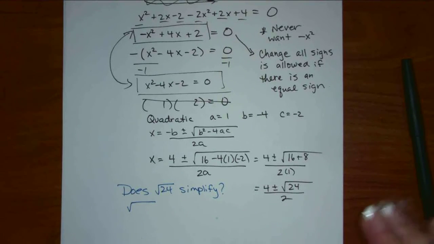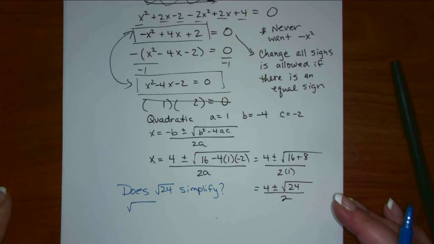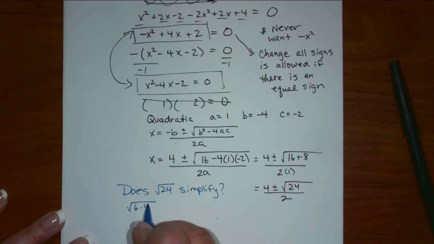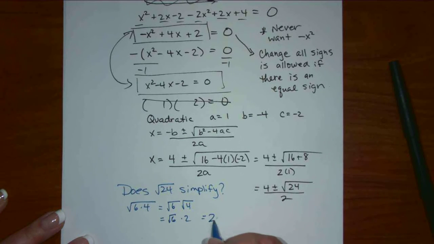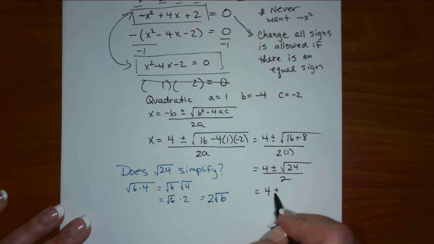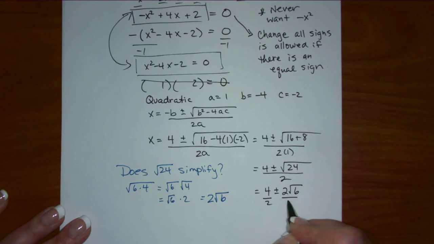24 is what? 12 times 2. Does 12 or 2 have a square root? No. 6 and 4. Does 6 or 4 have a square root? Yeah, the 4. So this is 6 times 4. So you can do the square root of 6 and the square root of 4. The square root of 6 doesn't work, but the 4 does. So this is 2 root 6. And you put the 2 with both pieces.